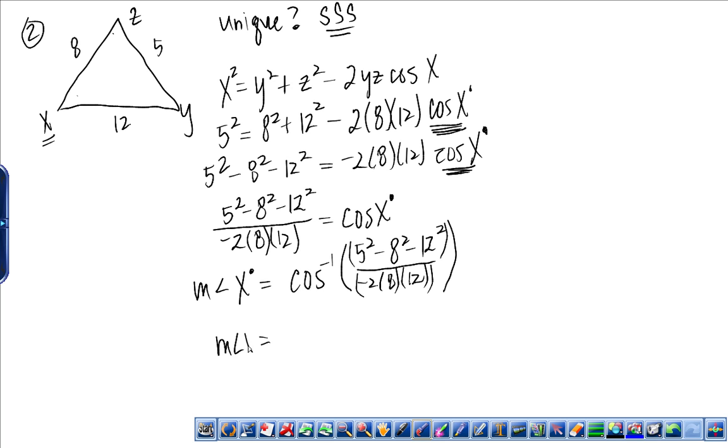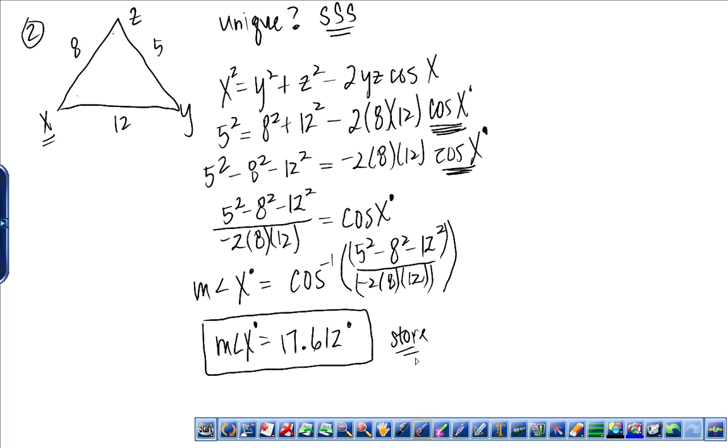I got the measure of angle x is equal to 17.612 degrees. Since we are going to find every angle of this triangle, for right now, I want you to go ahead and store this because we're going to use this for later. So store this into X.